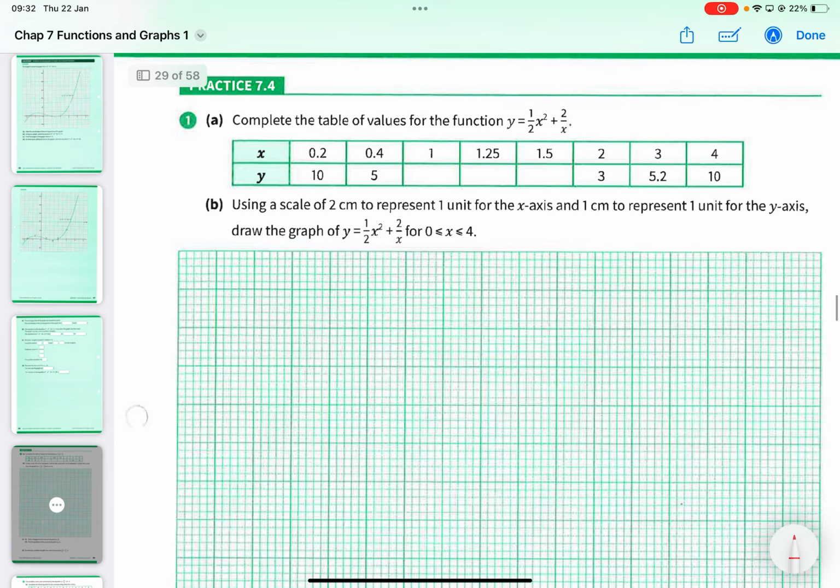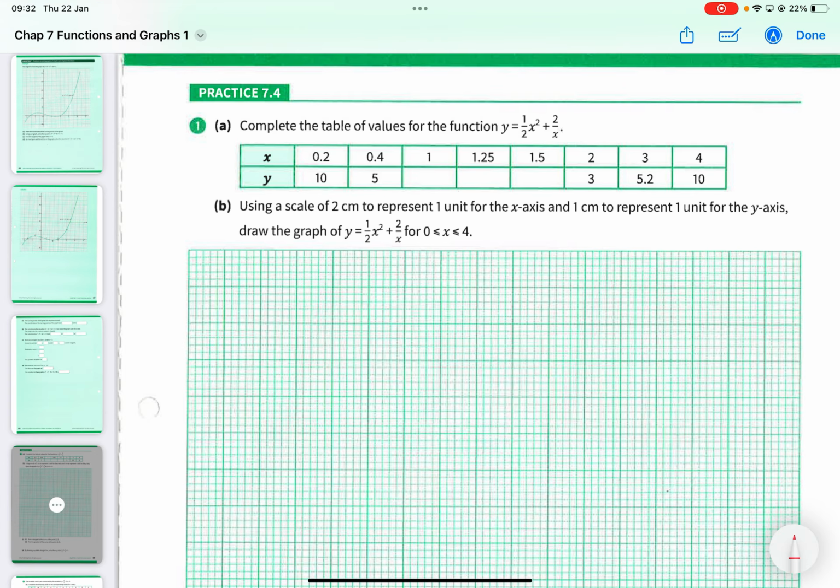Even if you need to draw, they tell you so much information. 2 cm 1 unit, 1 cm 1 unit. Then the main idea is you need to fit all your x inside. You need to fit all your y inside.